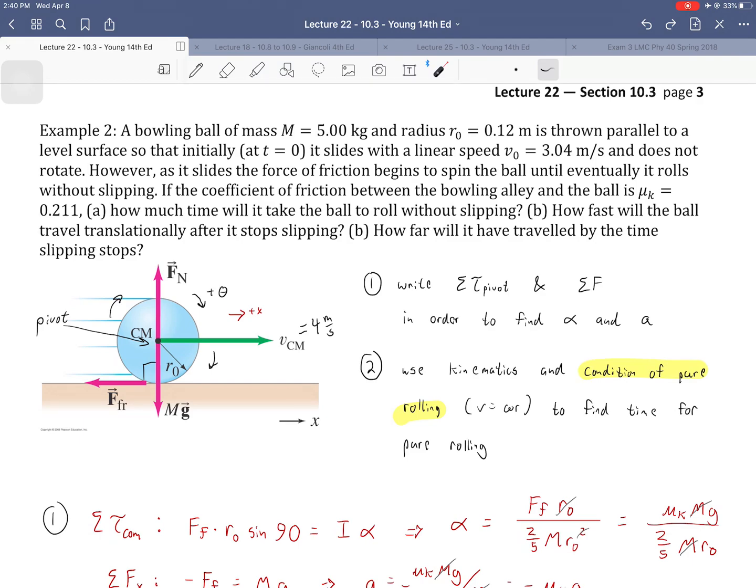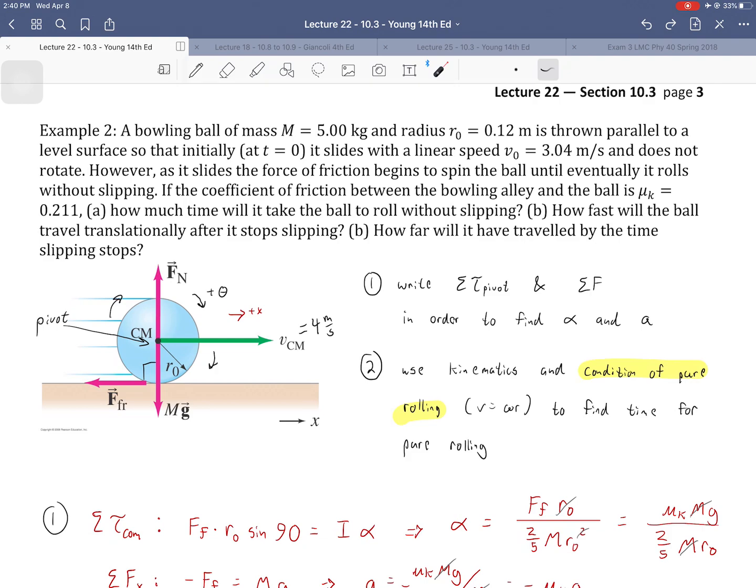Okay? And so that's the idea. It's transitioning from rolling with slipping to pure rolling. And the friction coefficient is 0.211. I made sure that the friction coefficient would be enough for pure rolling. In fact, in this case, because it's level ground, any friction coefficient would be enough. Even if I had a tiny friction coefficient, that just means it would take longer for it to stop slipping.